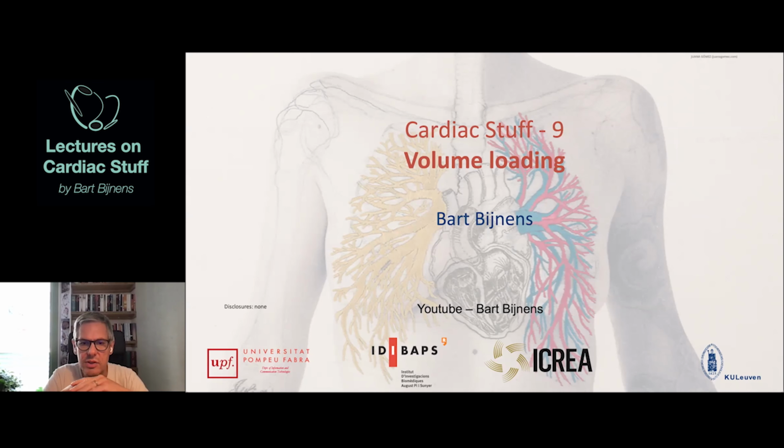The previous lectures were about coronary artery disease and how remodeling is taking place there and how this influences cardiac mechanics. What I want to do now is go to one of the other entities, etiologies, whatever you call it, and look a little bit at what volume loading and changes in volume loading is doing with the heart.